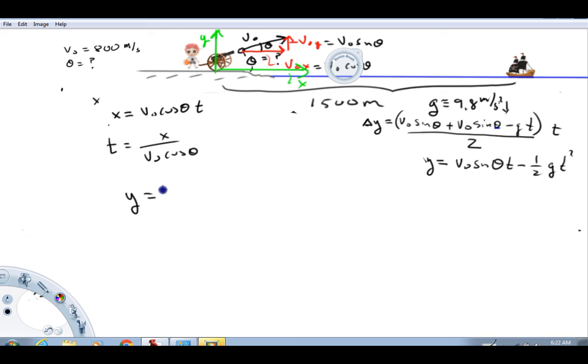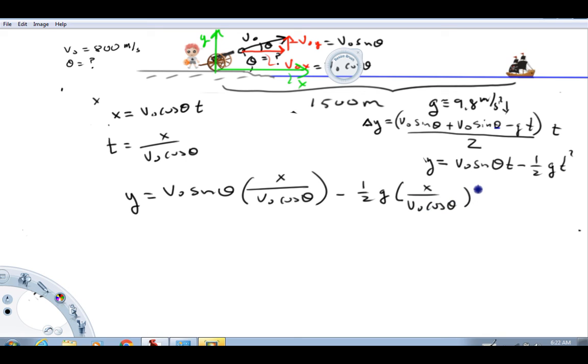So what we're going to have is y equals v sub o sine theta, that's this term right here, times t, which we know to be x over v sub o cosine theta from this equation, minus 1/2 g t squared. And again, the t can be written x over v sub o cosine theta. And again, that's being squared. So what we got now is a fairly long-winded equation, but it doesn't have time in it. This equation now has only one unknown within this problem.